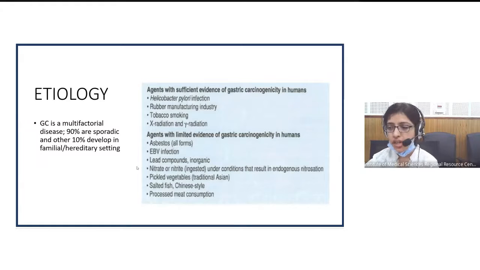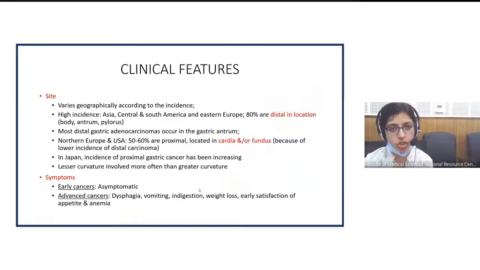pathogenesis of gastric carcinomas. The agents that have shown sufficient evidence of carcinogenicity include Helicobacter pylori infection, rubber manufacturing, that is, people working in the rubber manufacturing industry, then tobacco smoking, and exposure to X-rays and gamma rays. And these are the agents that show limited evidence of carcinogenicity: asbestos, Epstein-Barr virus, some lead compounds, exposure to nitrates or nitrites, then some pickled vegetables, salted fish, and processed meat consumption.